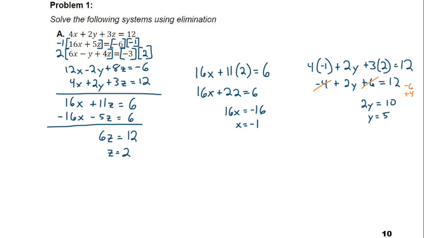So my ordered triple, the solution for this equation, would be -1, 5, and 2. There you go. Let's pause, and I'll move to letter B.